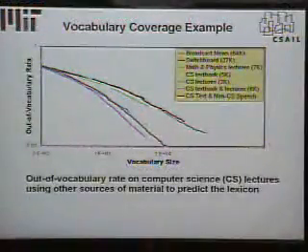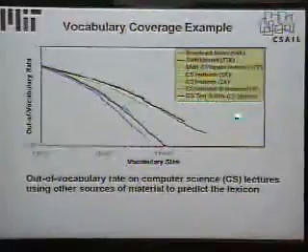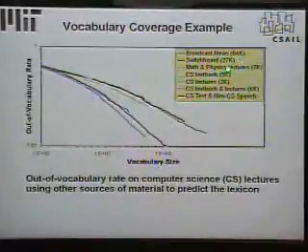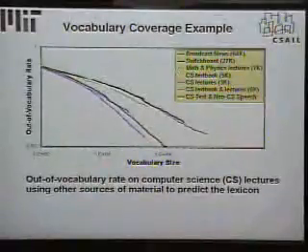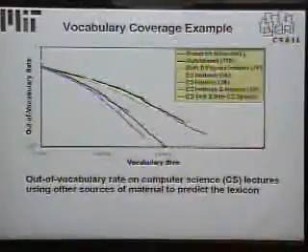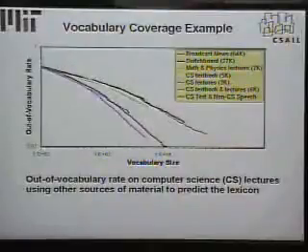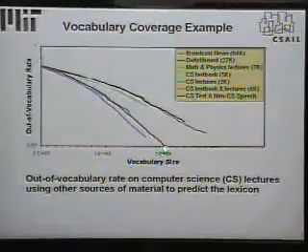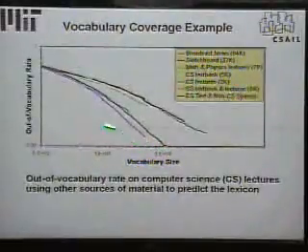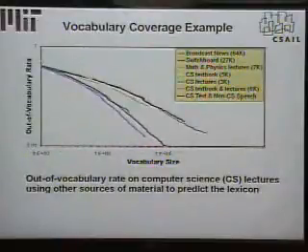So this curve here, the orange one, is if we take all of our non-CS speech, broadcast news, switchboard, other lectures, and combine it with the textbook. And there's a weighting scheme here that weights the textbook a little bit more than the other sources in order to pick up the technical terms. We can drive it under 1% with about a 10,000 word vocabulary.